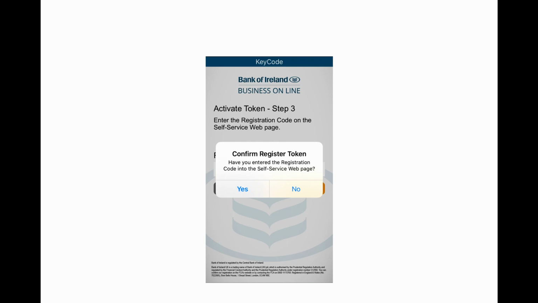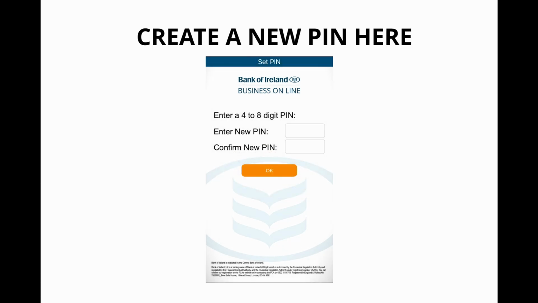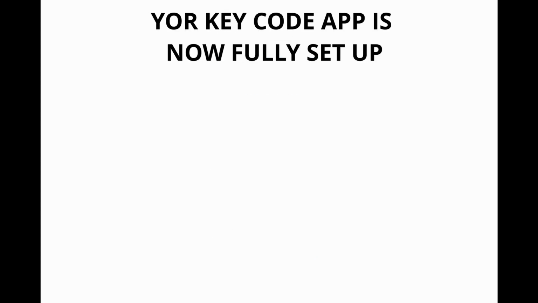They go back to your keycode, so select yes there. You will now have to create a new PIN number. This is the PIN number that you will be using to log into the keycode application every time you try to log into the keycode application. So I will make a number up here, select OK. You are now a registered keycode application user.